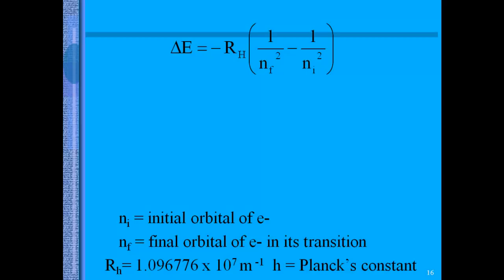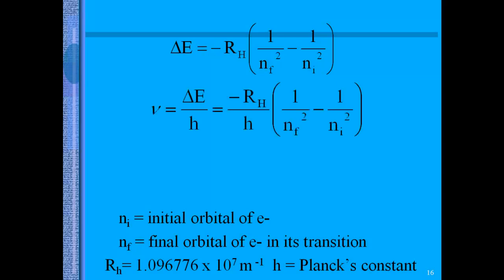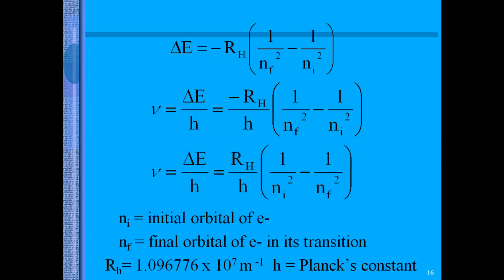Here is an equation that allows us to use Rydberg's constant and the beginning and end energy levels of an electron to find out its energy. If we take this equation and plug it into our previous equation with frequency and Planck's constant, we can determine the frequency of energy based on where it started and where it ended in terms of orbitals and the energy that was absorbed. Now this third equation is the second equation rewritten with the negative from the second equation distributed to the quantity.